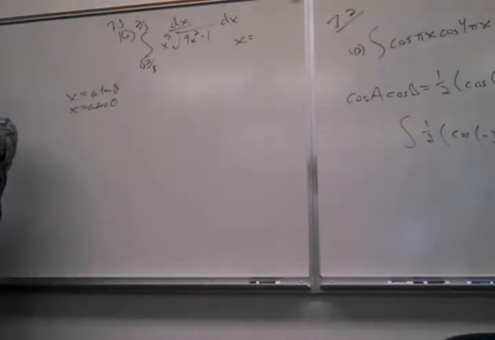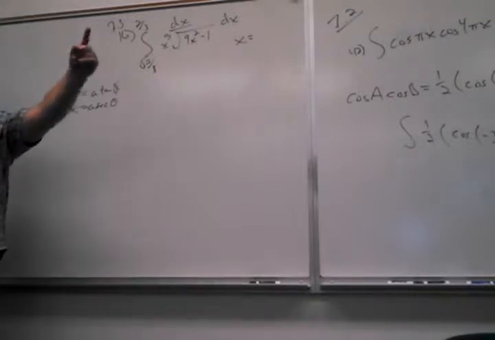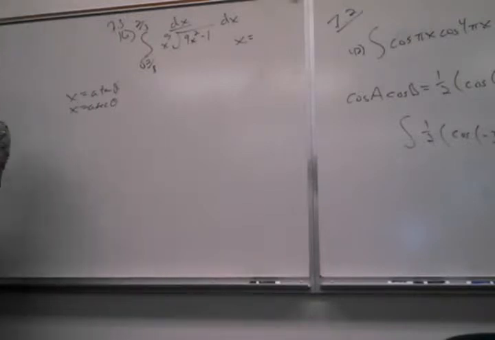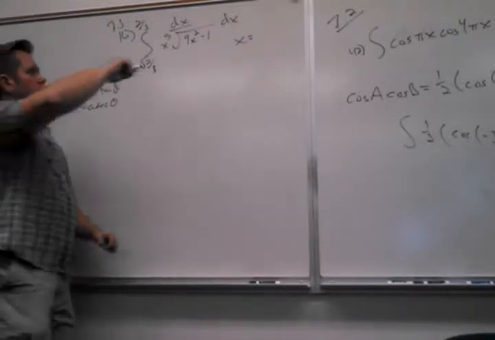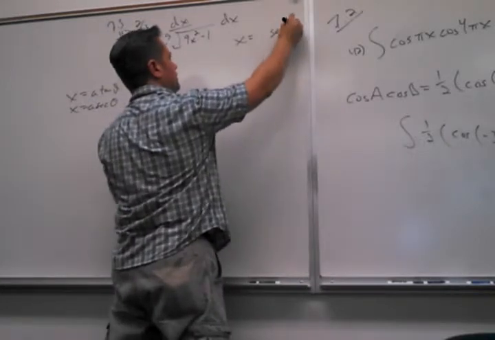Secant, because it's function minus 1. That's secant squared minus 1 is tangent squared. So I know I'm going to use secant. If it's a plus, that's tangent. If it's 1 minus or some minus x squared, that's sine. So I definitely want to make it equal secant theta.